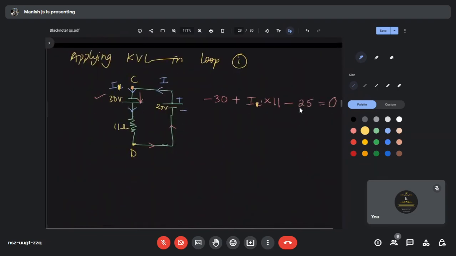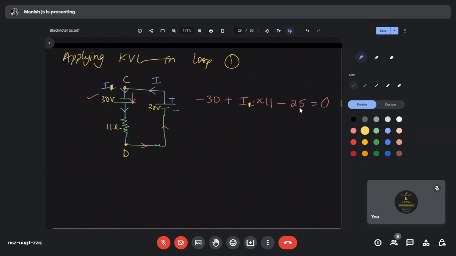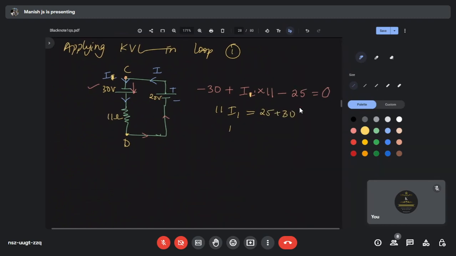ஓகே. ஸோ வாட் இஸ் த வேல்யூ ஆஃப் I1? இது வந்து ரீஅரேஞ்ச் பண்ணி நீங்கள் கண்டுபிடிக்கலாம். ஸோ 11 I1 இஸ் ஈக்குவல் டு -25 அந்த -30 ரைட் சைடு எடுத்துகிட்டு போயிருங்க. So it becomes 25 plus 30. How much is 25 plus 30? 55. Yes. So 55 upon 11. So 55 upon 11 வந்து 5. So answer வந்துருச்சா? So I1 is equal to 5 amperes. So we got the current.